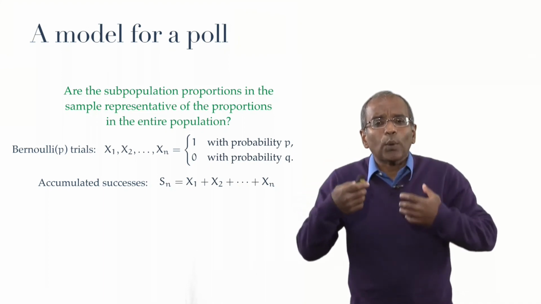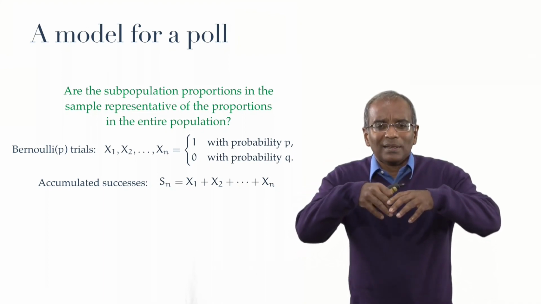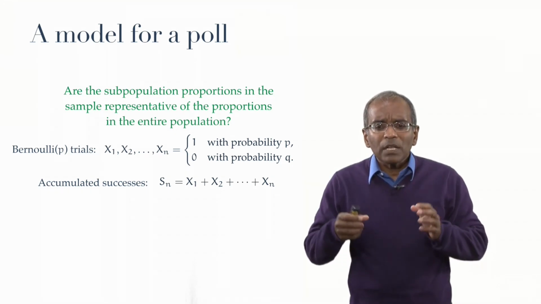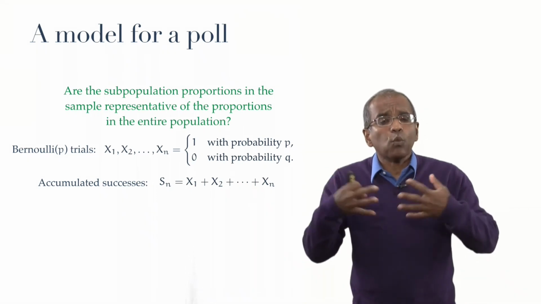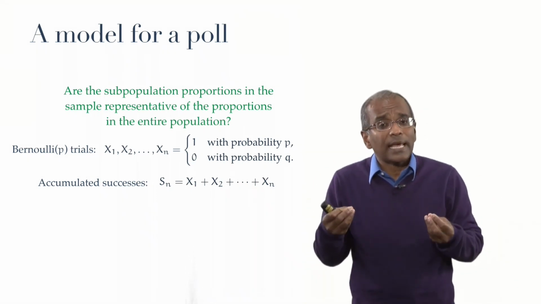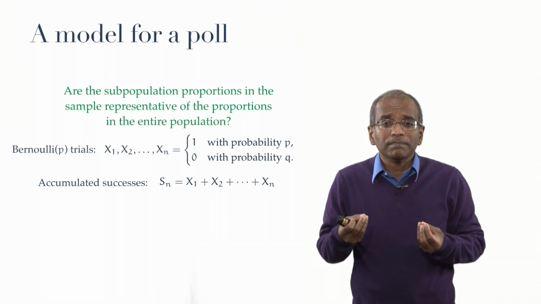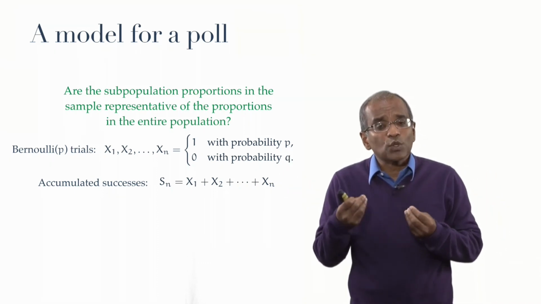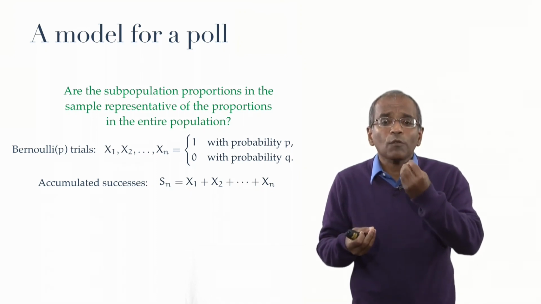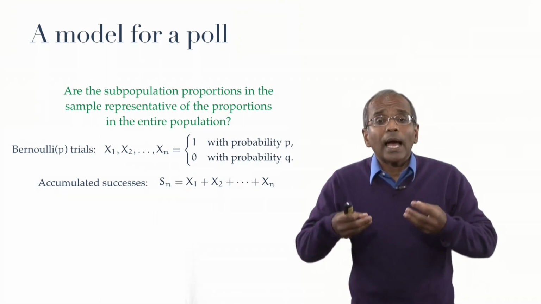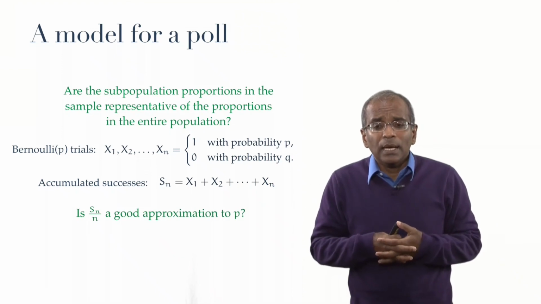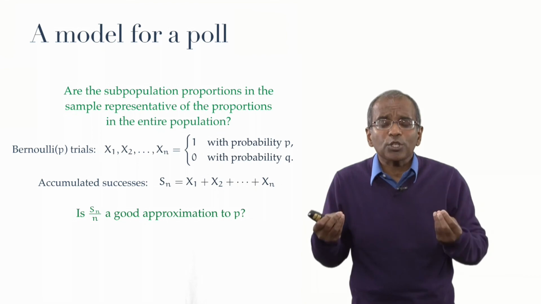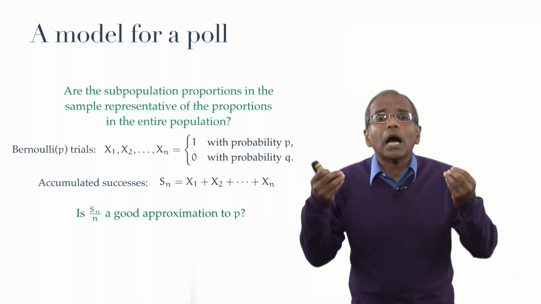How does our basic question get reflected into this mathematical substructure? Well, very simply. The fraction of ones in the sample is Sn divided by n. In our example, we had n was 12, Sn was 4, and so the fraction was 4 divided by 12. And our basic question is: is Sn divided by n a good approximation to the fixed but unknown p?